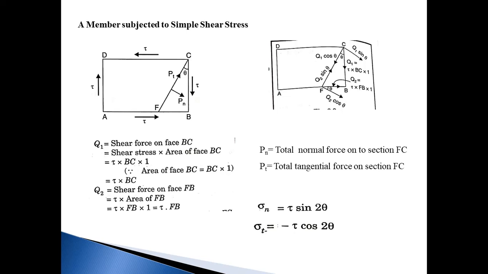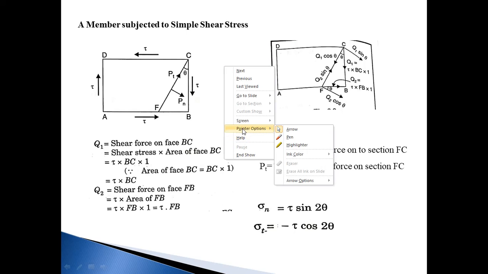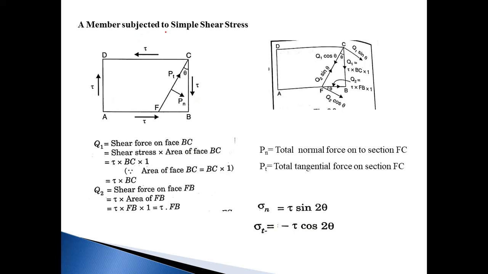In the last lecture, we discussed a member subjected to two mutually perpendicular stresses. Now, in this lecture, we discuss a member subjected to simple shear. This is a plane ABCD having a shear stress tau acting along the faces. Due to this shear stress, we calculate the normal stress and tangential stress produced in the section.